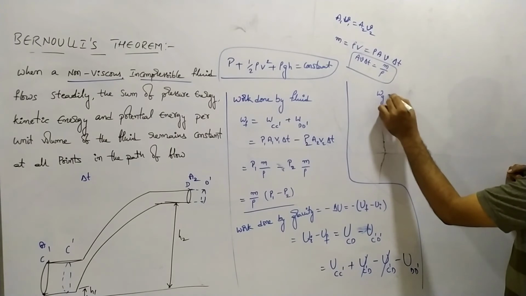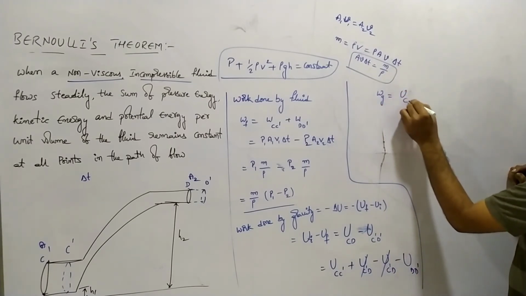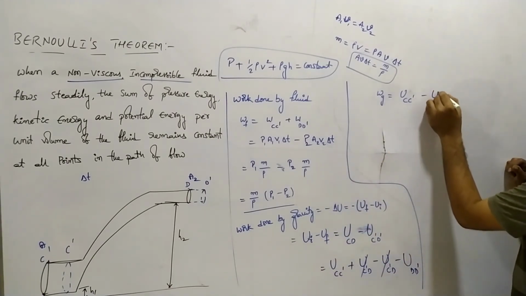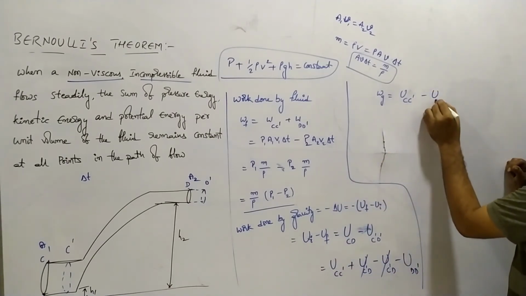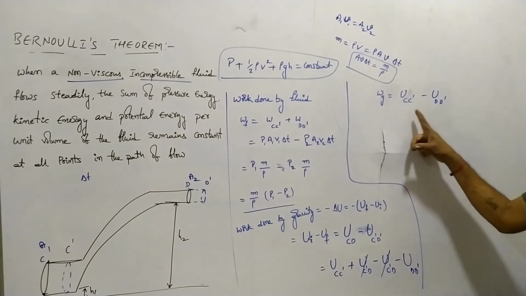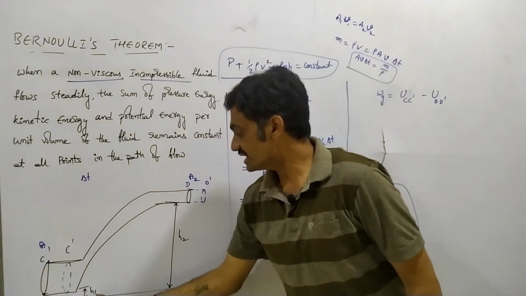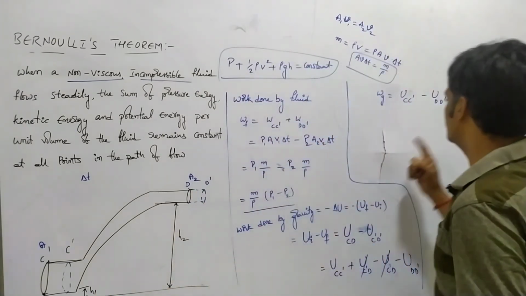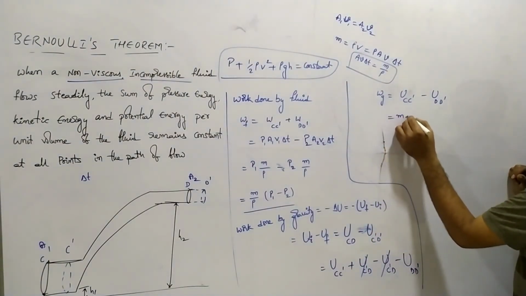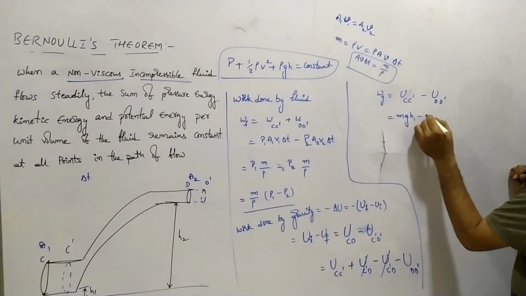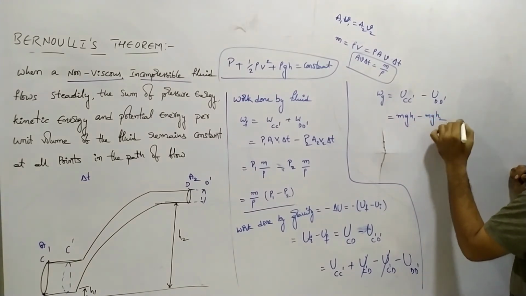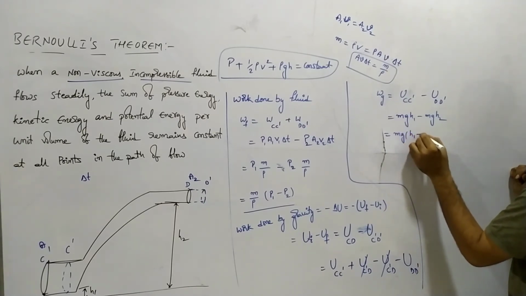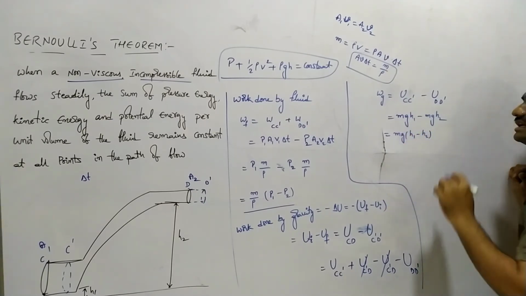Work done by gravity is equal to potential energy in order to move the fluid from C to C dash minus potential energy in order to move the fluid from D to D dash. After that, C to C dash is at a height of h1 and D to D dash is at a height of h2. Then the expression can be represented as mg h1 minus mg h2. As you take mg as common, it can be represented as mg into h1 minus h2.